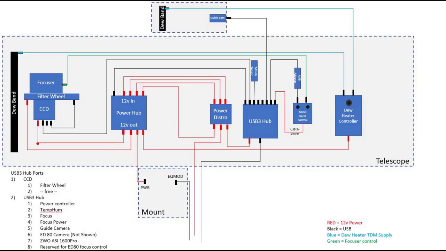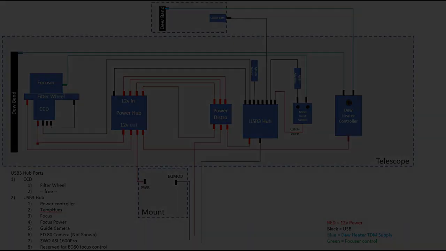I moved to a single 12 volt 30 amp power supply. I then created a power distribution hub and fitted it onto the OTA. I moved the USB 3 hub from the pier to the OTA. So I'm one USB port short on the hub, so I have a dedicated USB cable for the EQ mod for the mount control. So here are my tips, learnt the hard way, for cable management.